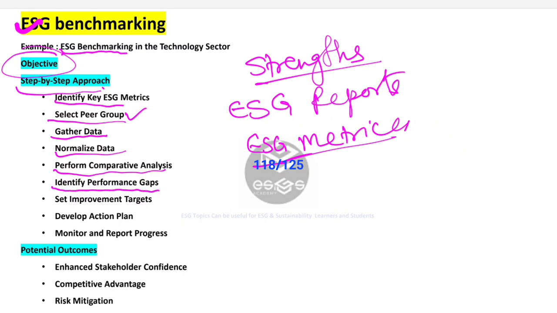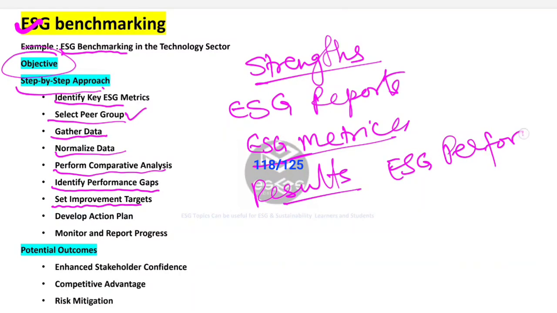The next comes identification of the performance gaps. Identify key areas where company XYZ lags behind peers or industry benchmarks. So pinpoint strengths that can be leveraged as a competitive advantage. Then next is set improvement targets. So we need to establish realistic ESG improvement targets based on the benchmarking results, and also we need to prioritize the actions to address identified gaps and enhance overall ESG performance.